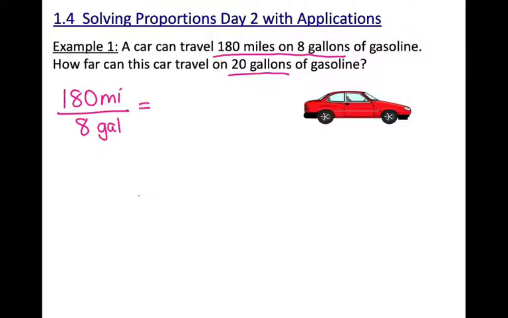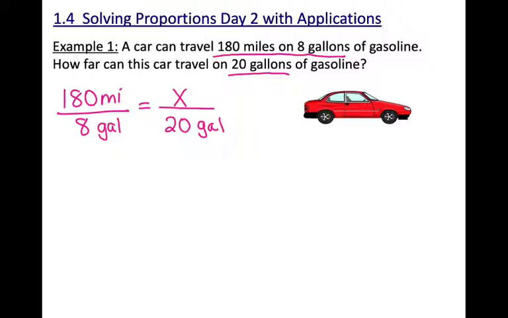And what we want to do is set up a proportion. A proportion is two ratios set equal to each other. So we want to know how far this car can travel on 20 gallons of gasoline. If I look at my first ratio, the value for gallons is on the bottom. So on my right-hand side, I also need to put the value for gallons on the bottom. I am actually trying to figure out the distance, so I'm going to put x up here.